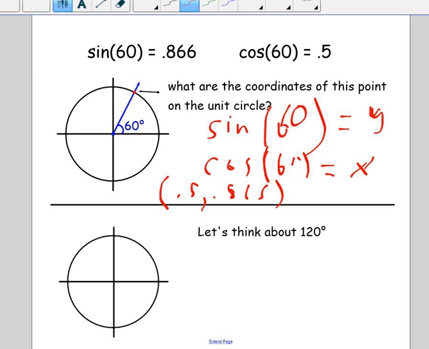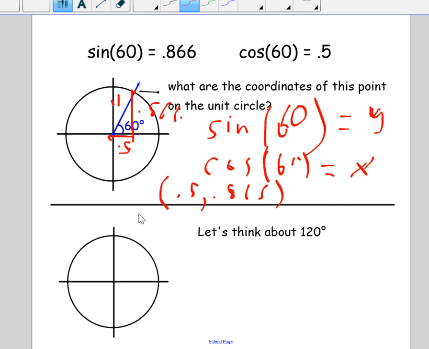If we were going to treat this like triangle trig, we would draw down and create that right triangle, and it would have an x side length of 0.5 and a y side length of 0.866. And remember, with our unit circle, the hypotenuse is always 1 because the radius of the circle is 1.